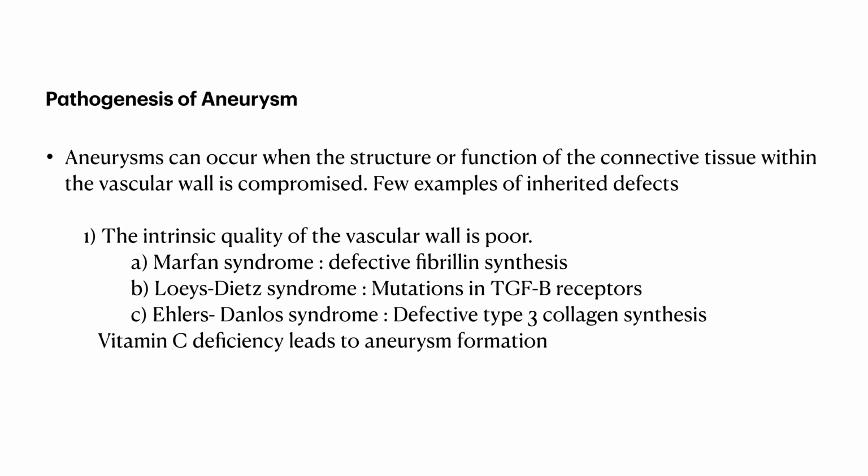The third of the syndromes is Ehlers-Danlos syndrome. Now, this is characterized by defective synthesis of type 3 collagen. As you see, collagen is necessary for the stability and strength of the vascular wall. As there is defective type 3 collagen synthesis, Ehlers-Danlos syndrome also leads to aneurysms.